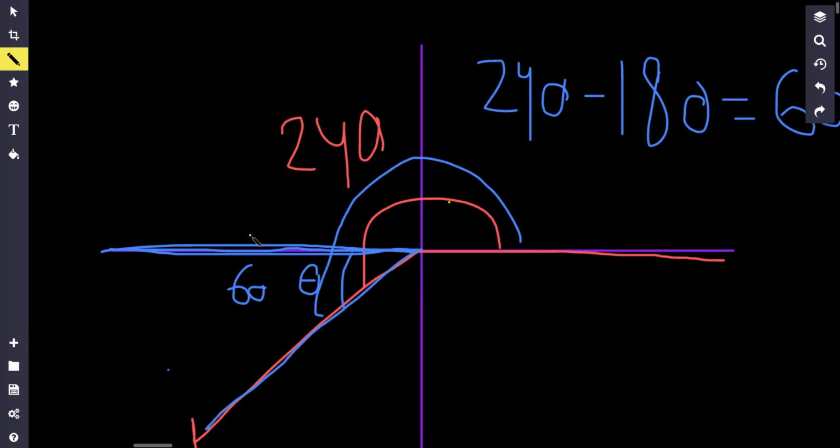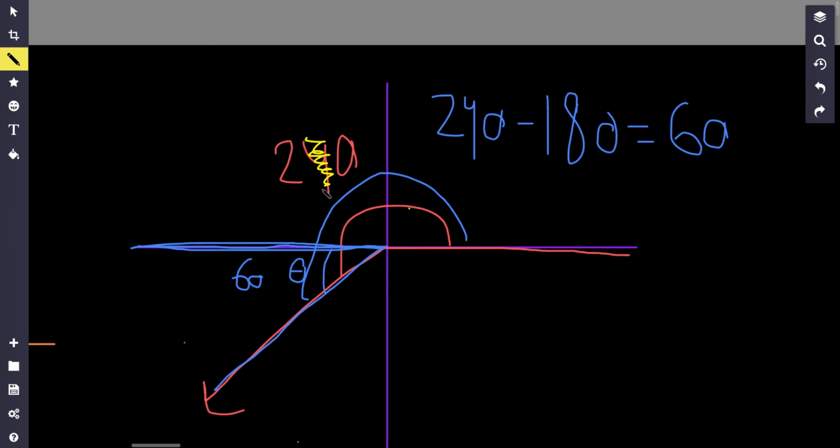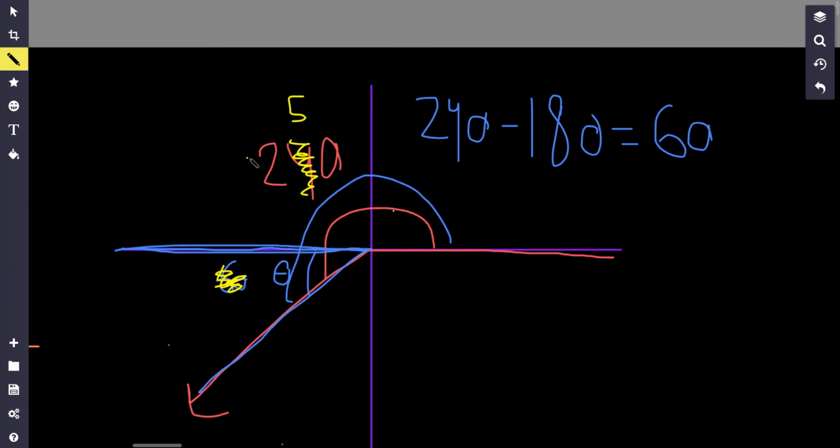So if the main angle that we create was 250 degrees, all I have to do is take 250, subtract 180 degrees, and I get 70. So my reference angle would be 70. Finally, the reference angle in the fourth quadrant.